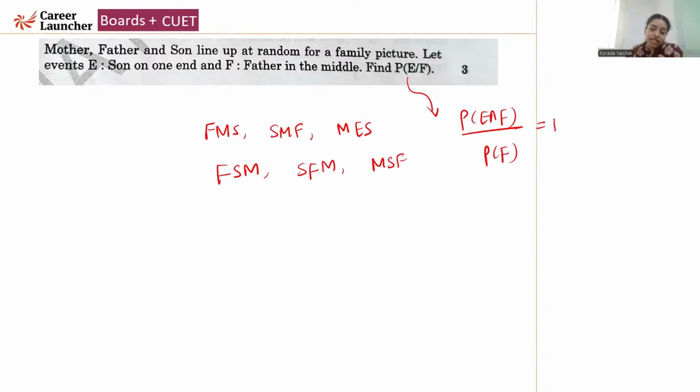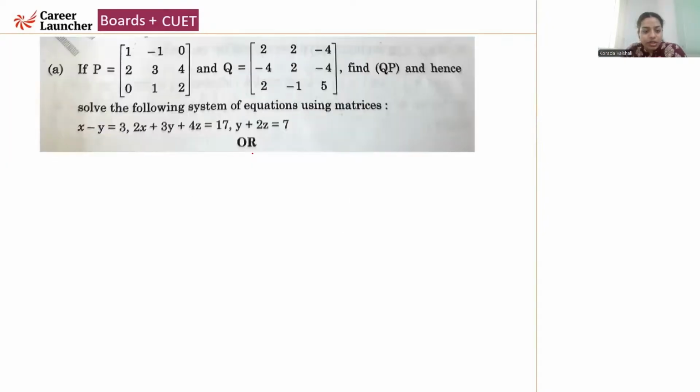And if you're wondering which two values come in E intersection F, one is SFM and the other is MFS. Yes. So these two are the values. So 2 by 2 will be the answer. So let's move on to question number 32.